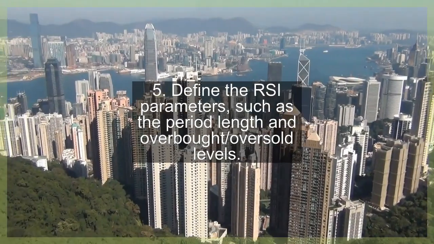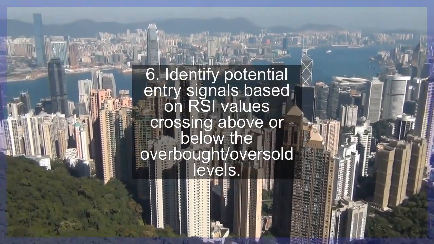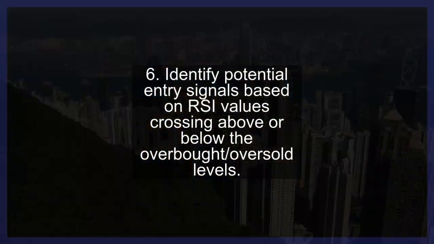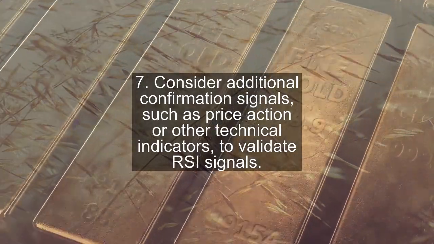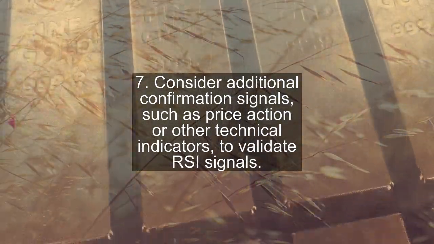5. Define the RSI parameters, such as the period length and overbought/oversold levels. 6. Identify potential entry signals based on RSI values crossing above or below the overbought/oversold levels. 7. Consider additional confirmation signals, such as price action or other technical indicators, to validate RSI signals.